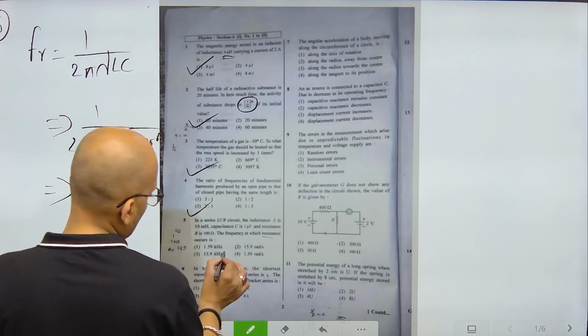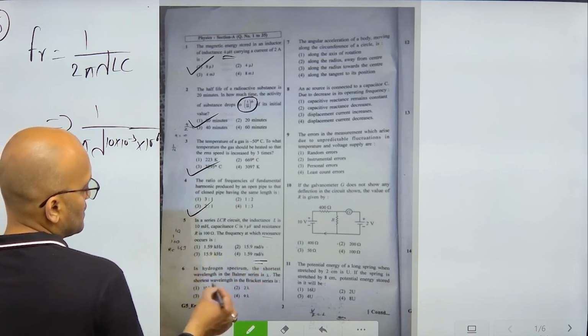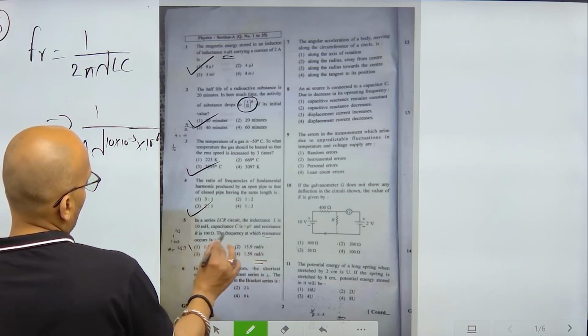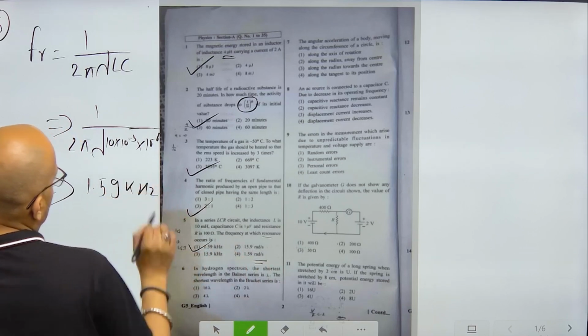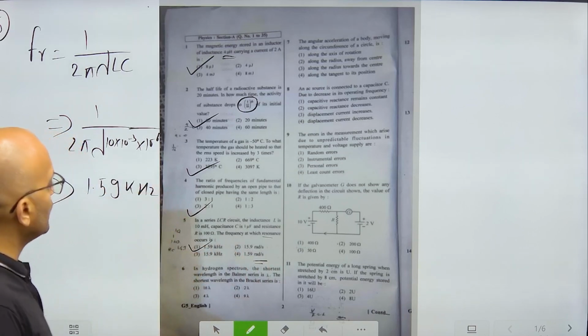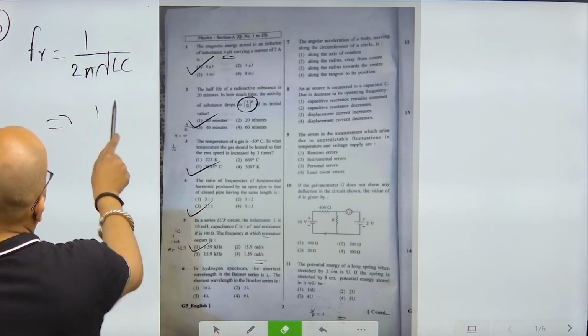See here, radian per second is also given, but frequency is in hertz. This is omega anyway. So 1.59 kilohertz is the answer. Moving on, next question.